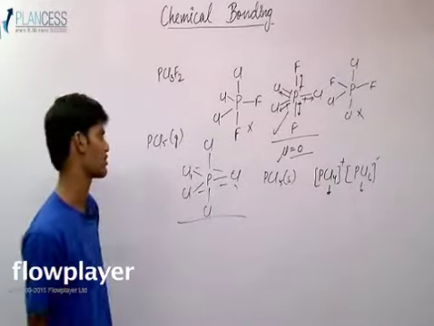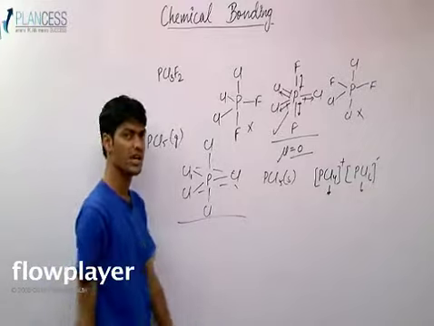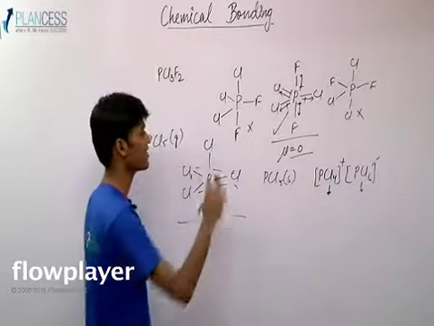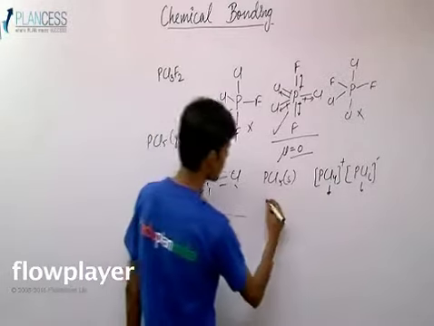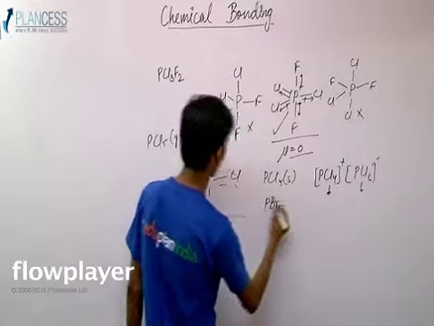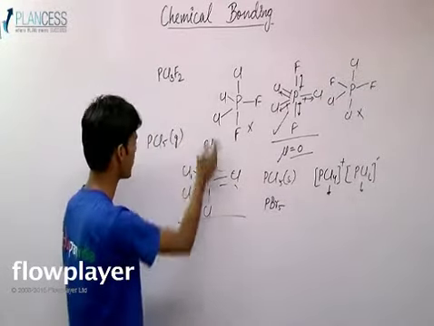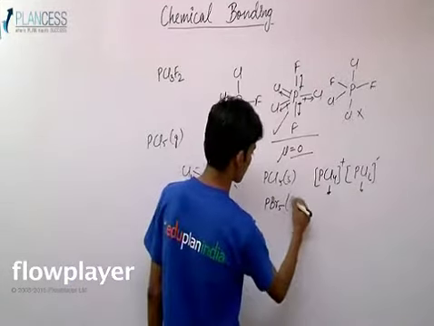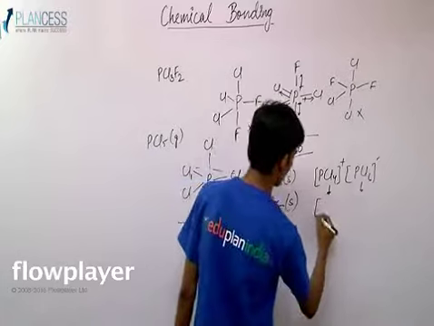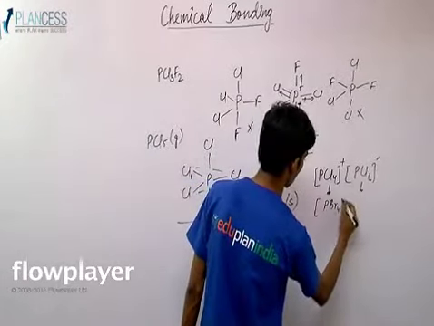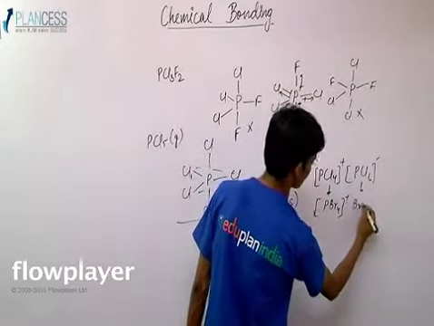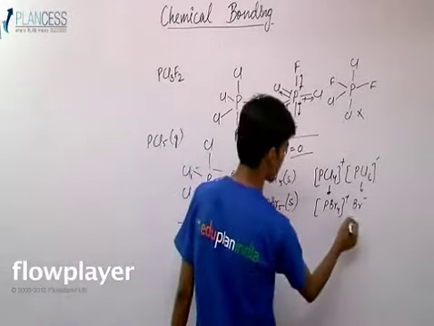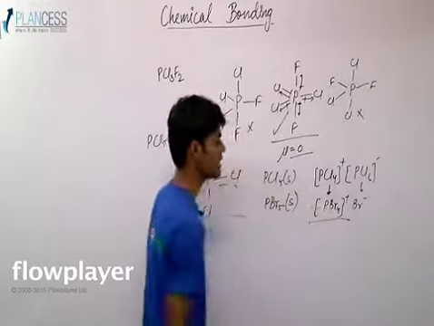Same for the BeCl2 case, because BeCl2 in the gaseous state has a linear shape, but in the solid state it has sp3 hybridization. For PBr5 and PI5, if you consider the gaseous form, these are trigonal bipyramidal, but in the solid state PBr5 and PI5 exist as PBr4+ Br- and PI4+ I- respectively. Therefore the hybridization is sp3 in the solid state.